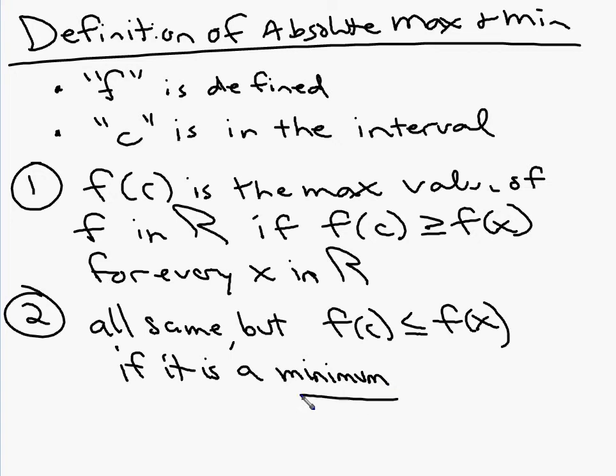All right? So point 1 is about a maximum. Point 2 is about a minimum. Okay? So let's consider a function, and just start working through this idea of some maximum values and the different ways these can look.